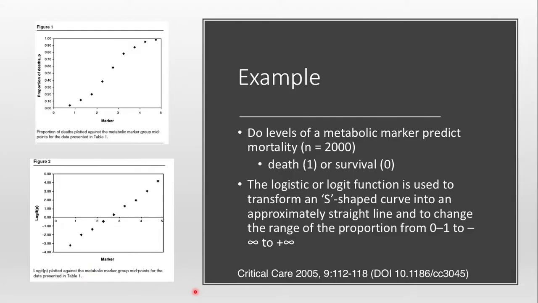All right, let's just look at some examples here. Here's from an article I pulled out of Critical Care in 2005 that did a nice job of explaining logistic regression, and this is included in some of your readings for this week. Here they give this example of, do levels of a metabolic marker predict mortality? They're saying death would be coded as a 1, survival would be a 0, and that's how you would enter it into your database for the analysis. And you can see the definition. So what we're trying to do is take this S-curve and make it a straight line so we can make some predictions.